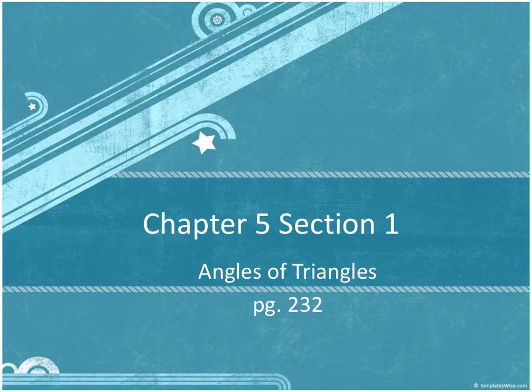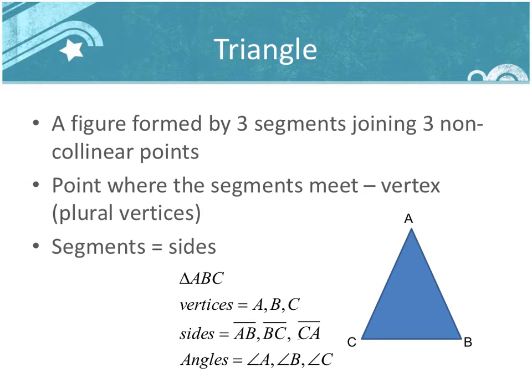So today we're going to start chapter 5. We're going to cover section 1. And today we're going to learn about triangles. So first we're going to define what a triangle is. And a triangle is a figure formed by 3 segments joining 3 non-collinear points.